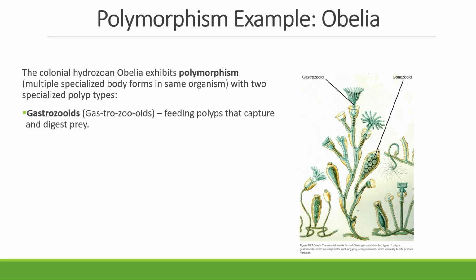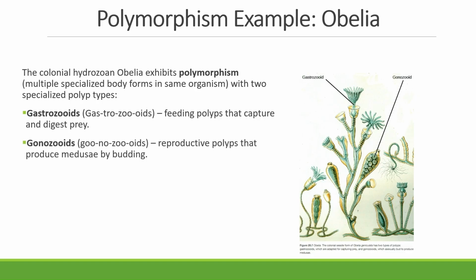Well, see how it has its stinging nettles arising out of the top? Those will paralyze and capture their prey and funnel it down to their central mouth to be ingested in what we call the gastrovascular cavity. In other words, this polyp's job is to capture and digest prey, where the gastro part comes from gastrozooid.